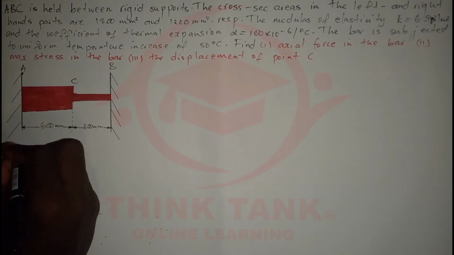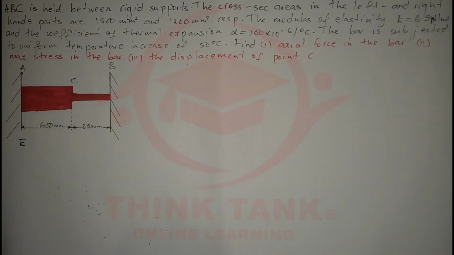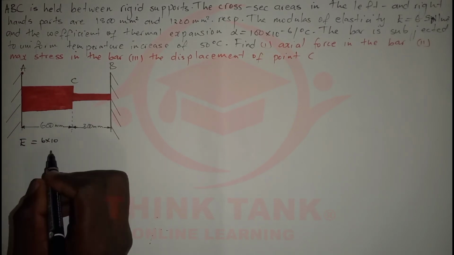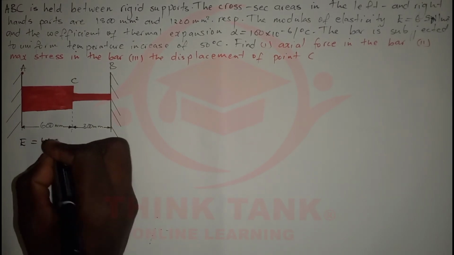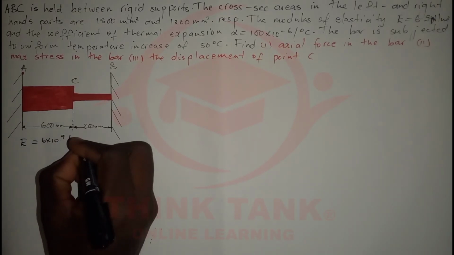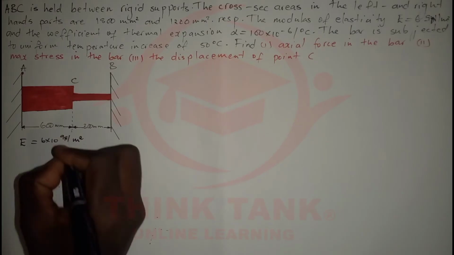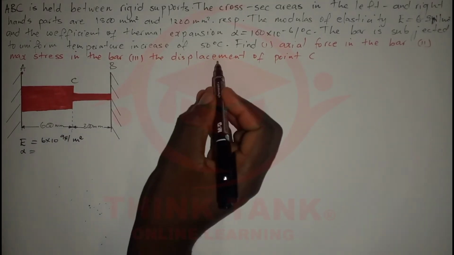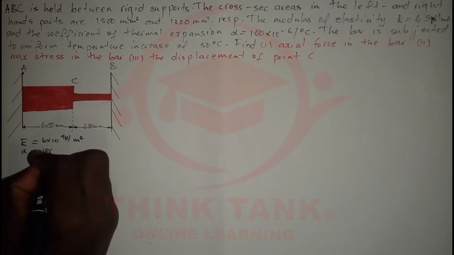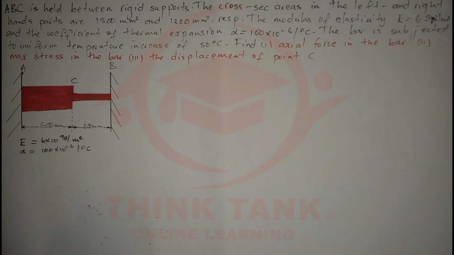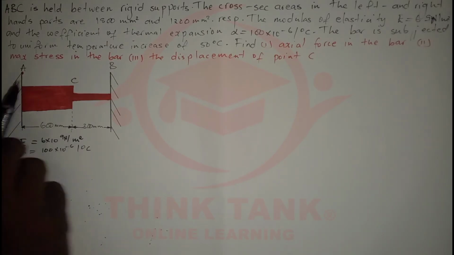Before I do anything, I would like to list the numerical data that were given. We're given E, the modulus of elasticity, which is 6 times 10 to the power 9 newtons per meter squared, since I'm changing giganewtons to newtons. Then we're given the coefficient of thermal expansion, which is 100 times 10 to the power negative 6 per degree Celsius.